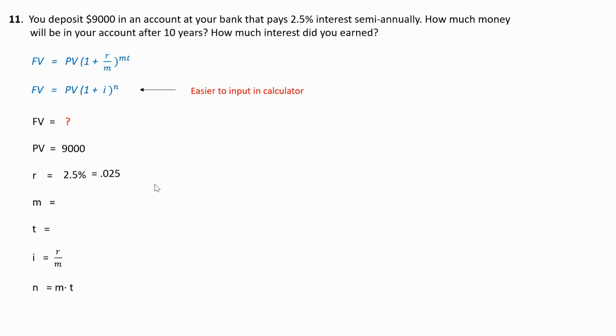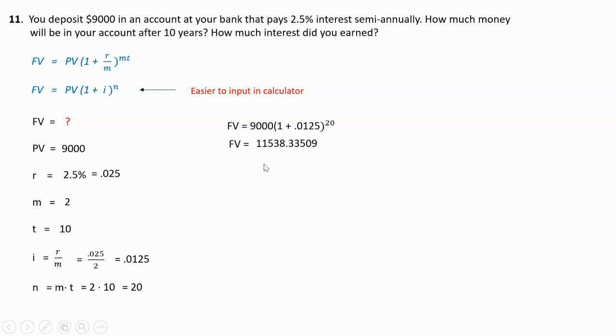And the M is how many times it's compounded per year. Here, interest semi-annually means twice, so M equals 2. The time is 10 years. Now the I is R divided by M, which is 0.025 divided by 2, giving us 0.0125. And the N is M times T, which is 2 times 10, giving us 20. So we just plug into the formula and let the calculator do the work for us. It's going to give us $11,538.34.